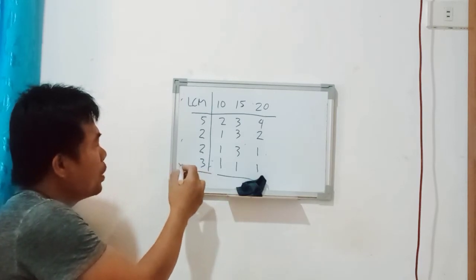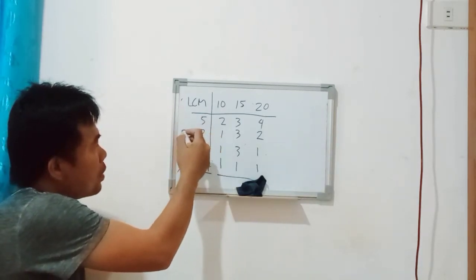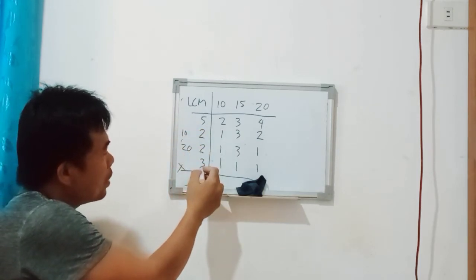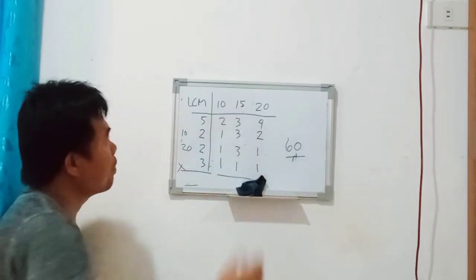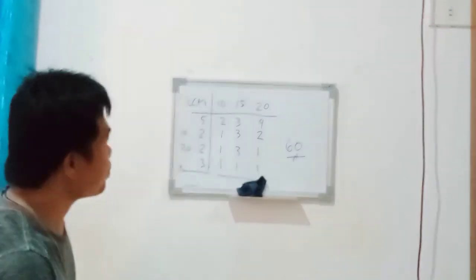All we have to do now is multiply all these numbers. 5 times 2 is 10. 10 times 2 is 20. 20 times 3 is 60. So the LCM for 10, 15, and 20 is 60.